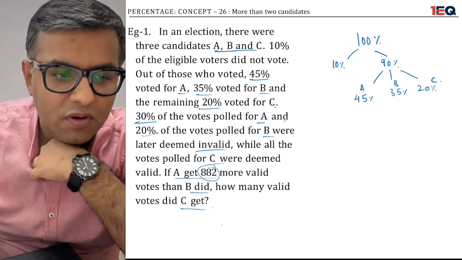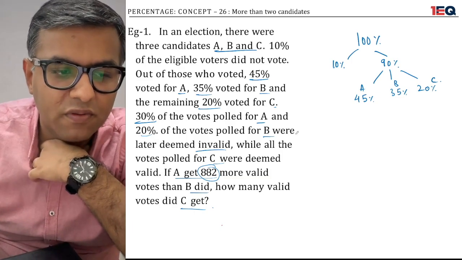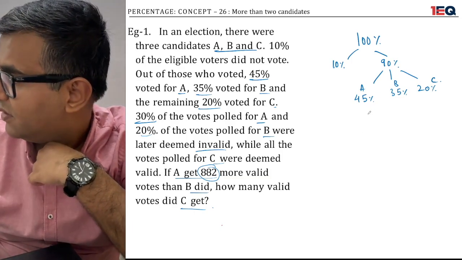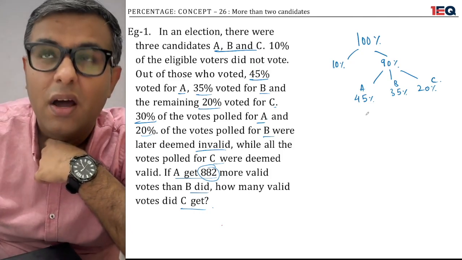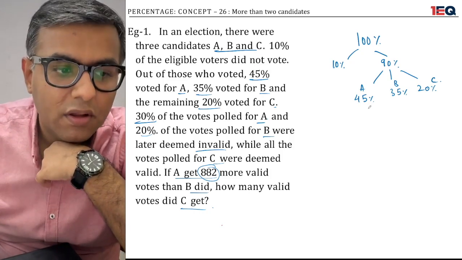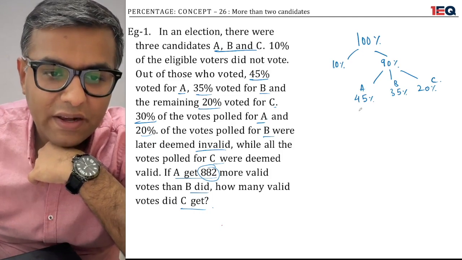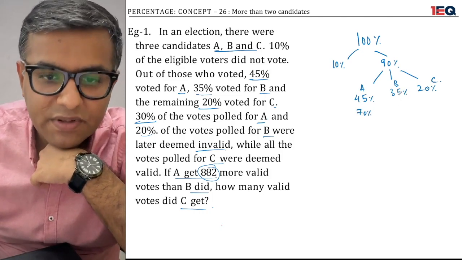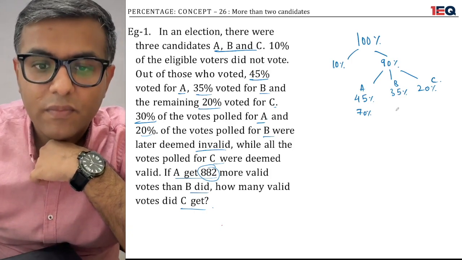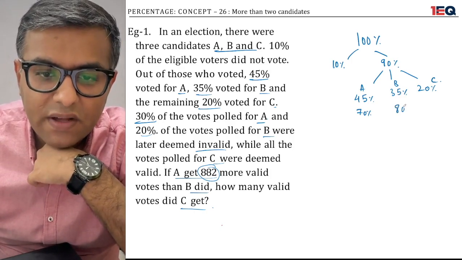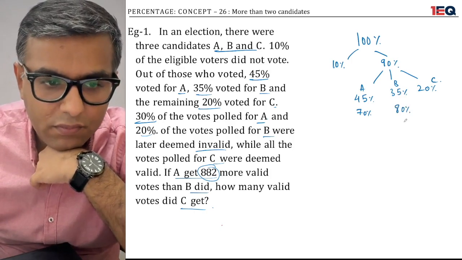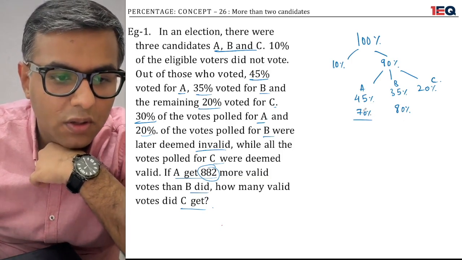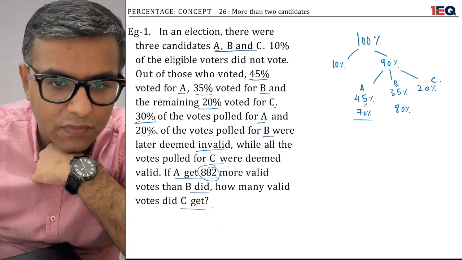30% of the votes polled for A and 20% of the votes polled for B were later deemed invalid. If 30% of the votes are invalid for A, then 70% of the votes are valid. If 20% of the votes are invalid for B, then 80% of the votes are valid for B. Got it? Now I'm going to find out the valid votes of A and B.